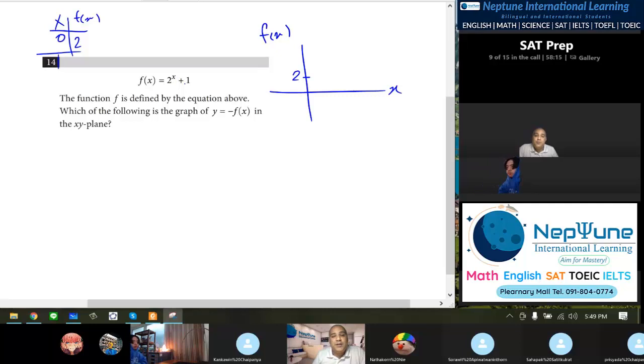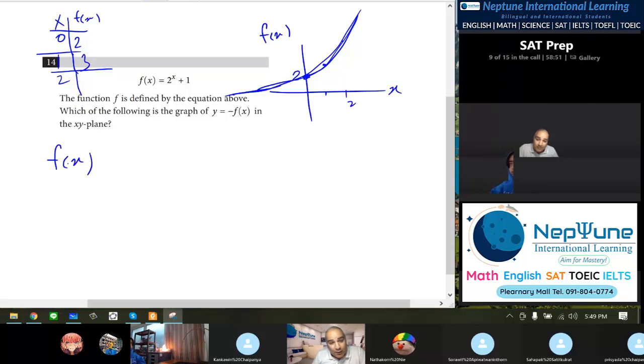Now, it asks me, what is the negative f of x? That's what we learned in transformation. If you have f of x, but you multiply the whole thing by negative, this will be reflected across x-axis. If it's like this, you make it negative f of x, will be like that. So that's reflection across x-axis. So I'm going to go to -2. That's the first thing. And then everything will go back. So that will be negative something like this. It should be like reflection.